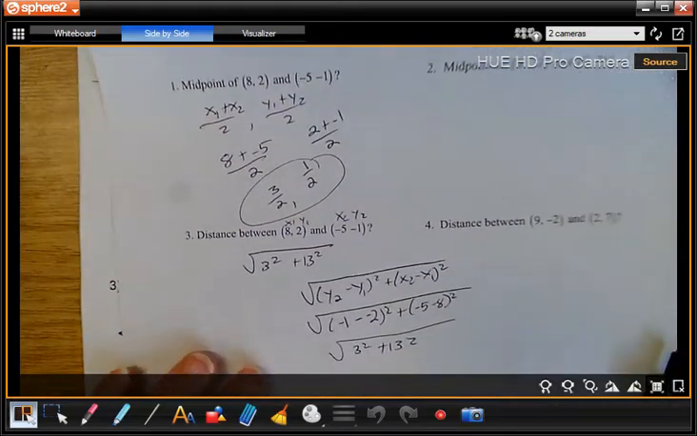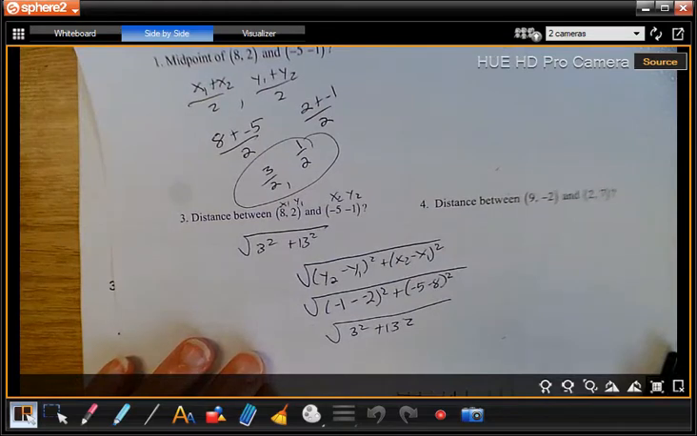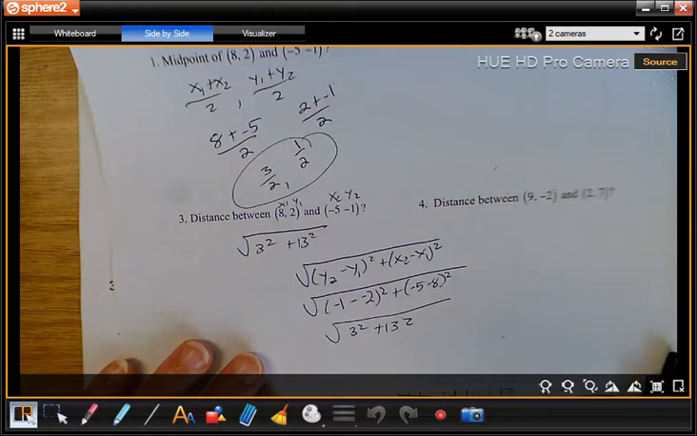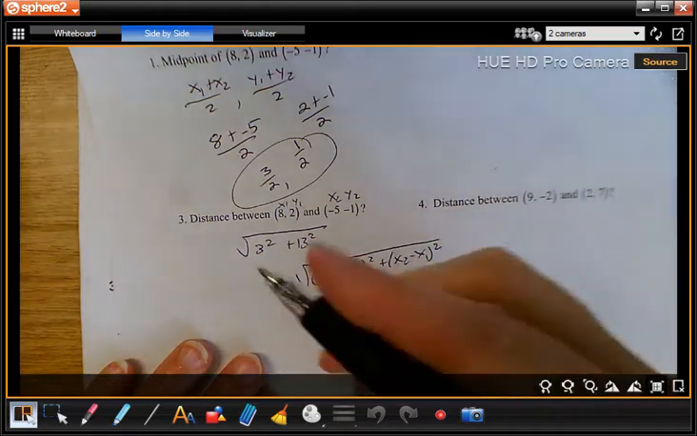So I'm going to go ahead and put that in my calculator. I'm just going to put it all at once in my calculator. So you can do it either way. It doesn't matter. You can do the square root of the whole thing. So I'm going to go 3 squared plus 13 squared, and then I'm going to take the square root of that, and I get 13 as my answer.